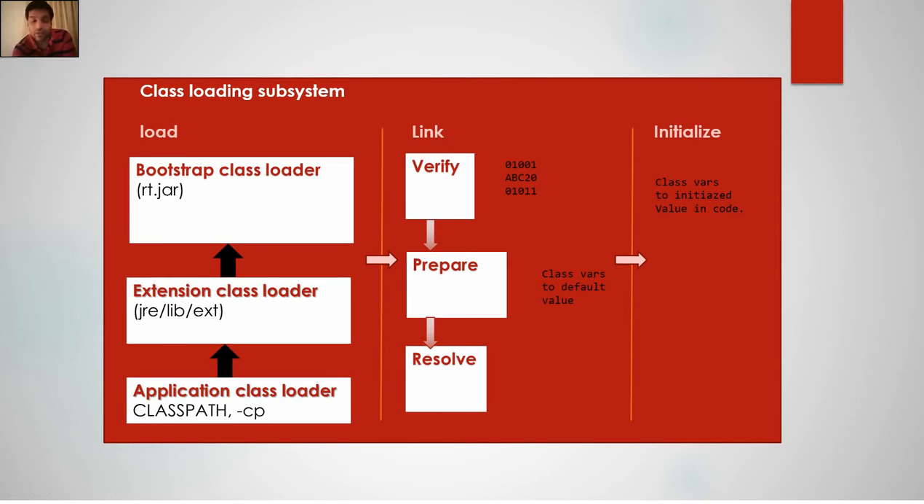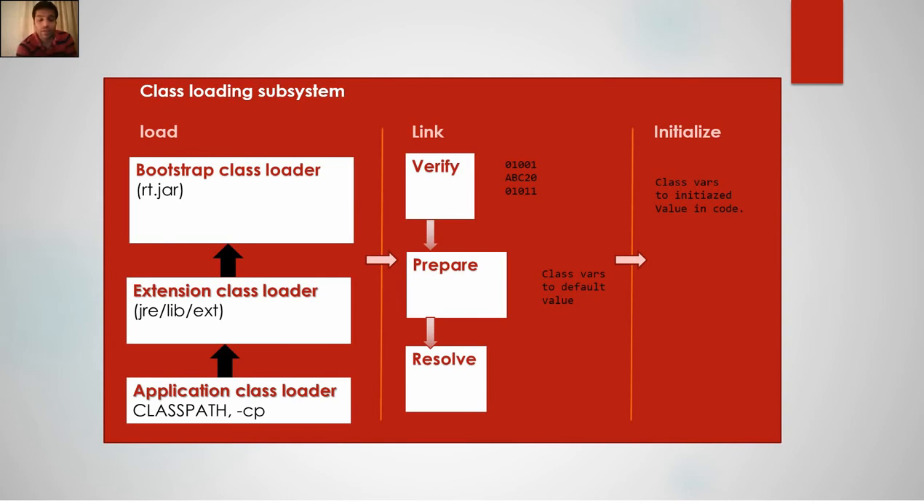So the next phase of the class loading subsystem is initialize. This is the phase where the static initializers of your class are run. Suppose you have a static block, static open curly brace, close curly brace. Anything under that static block is executed at this initialize phase. And wherever you have set values for static variables, those values are set into the memory location at this phase.